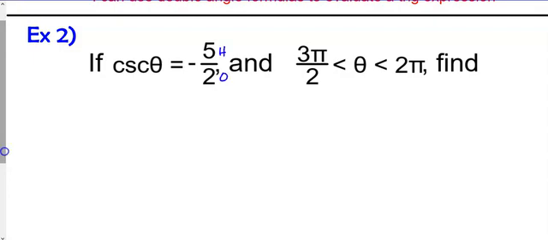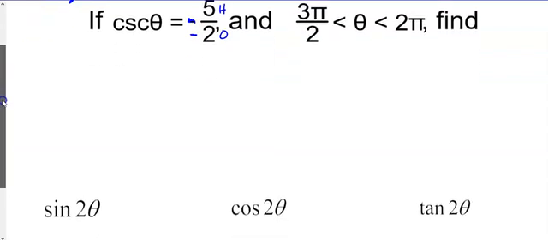And we like our hypotenuse to be positive, so let's put this negative with the opposite. Keep our opposite as negative 2. Okay, so cosecant of theta is 5 over negative 2, and our angle, our theta, in this case, is between 3 pi over 2 and 2 pi. And we're going to be finding all three of our double angles again.